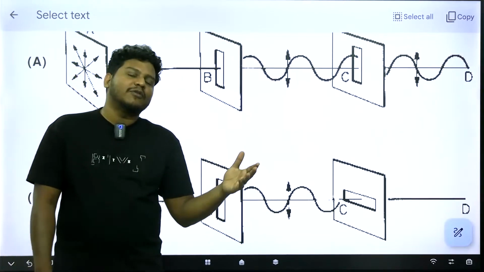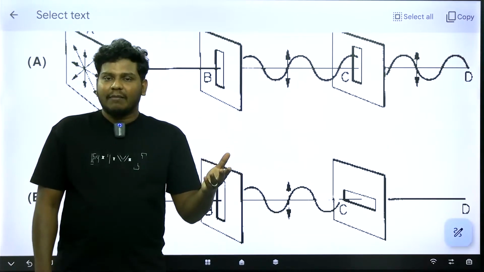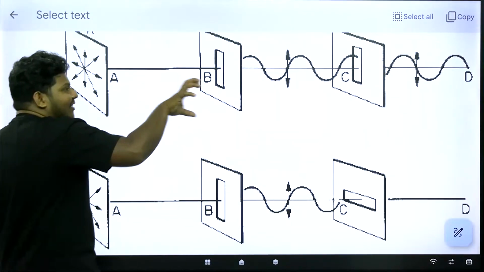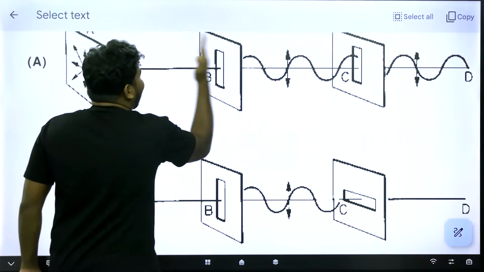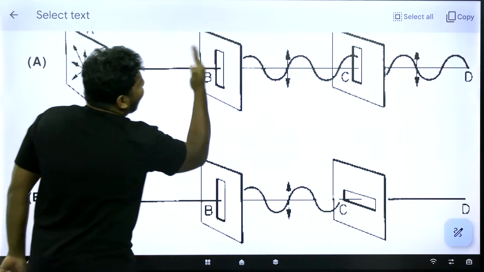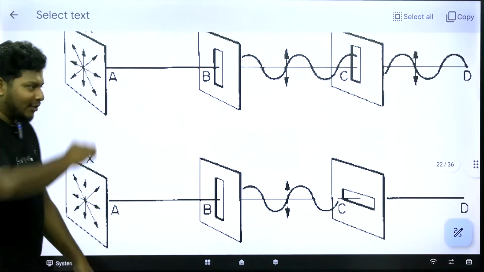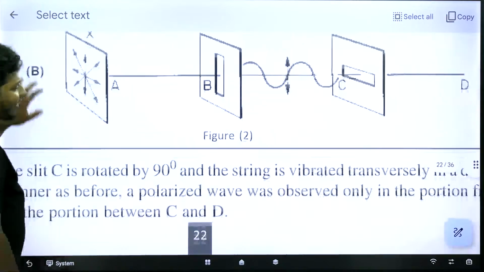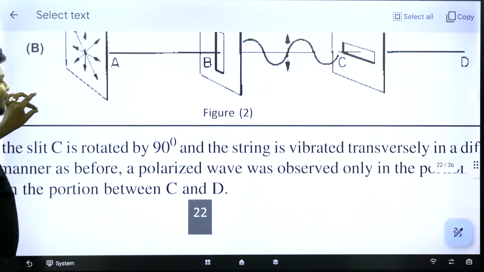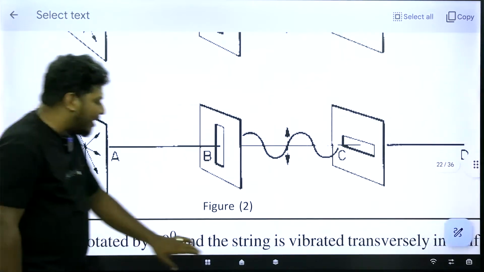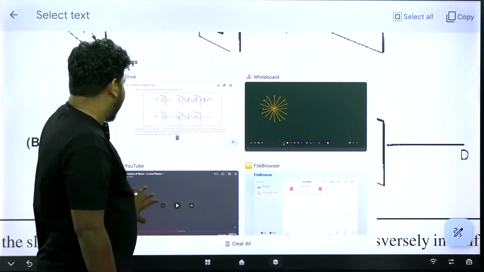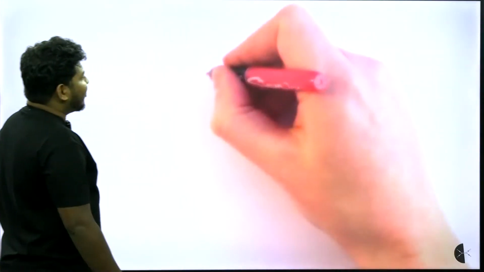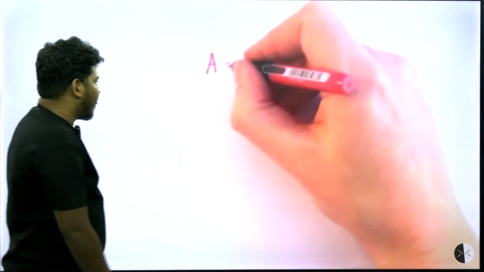We can't do this for longitudinal waves, because a longitudinal wave means a sound wave. In a sound wave, the particle moves like this, so polarization won't work. It should move like this, as in a transverse wave. This is very important, and I can show you the experiment for polarization.